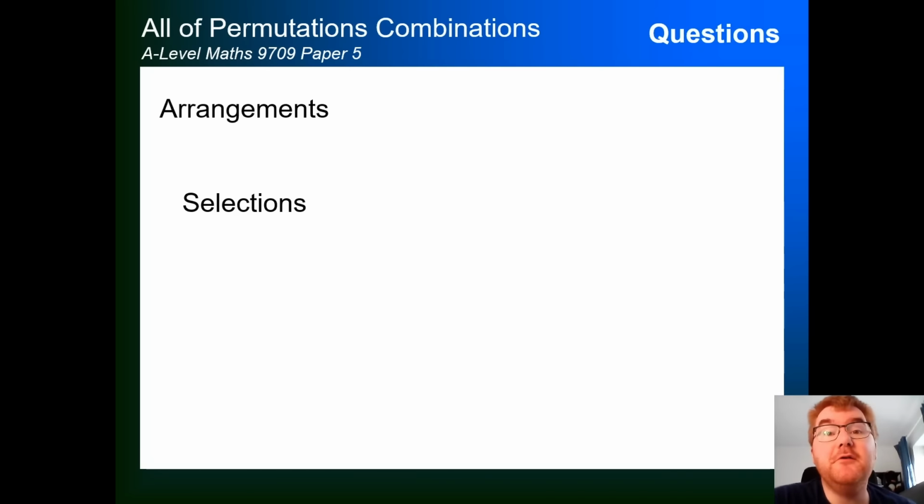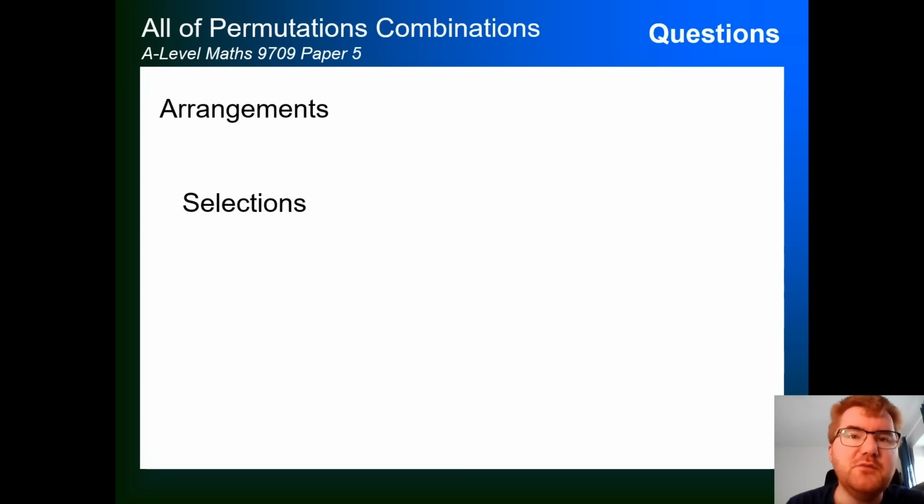So today we're going to go through all of permutations and combinations for the A-Level Maths 9709 paper 5. Often a topic that students find tricky, so I'm going to go through this nice and carefully to make sure you're getting all those marks on the paper 5 exam.